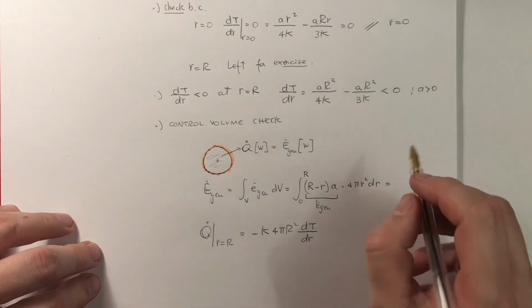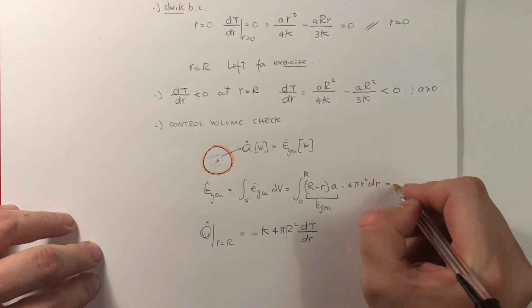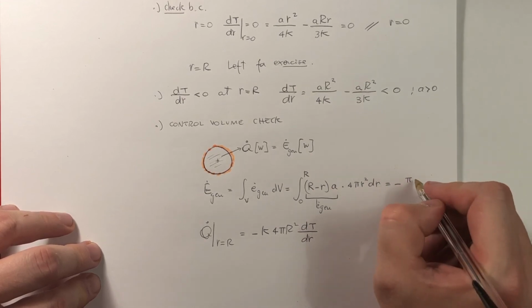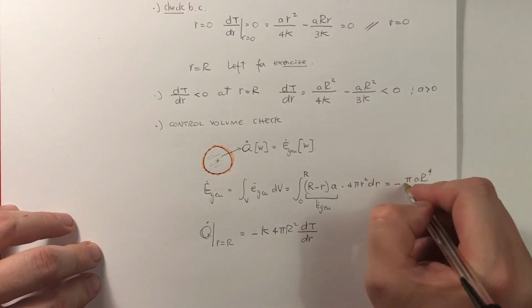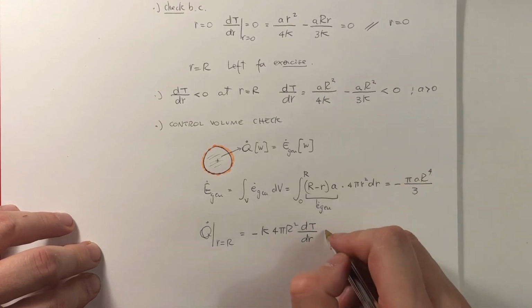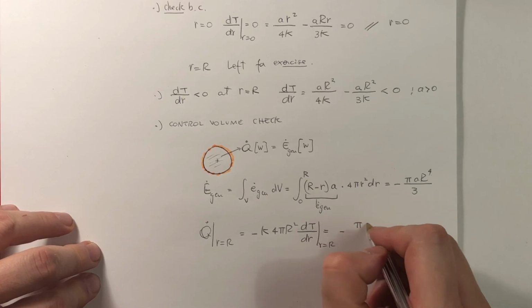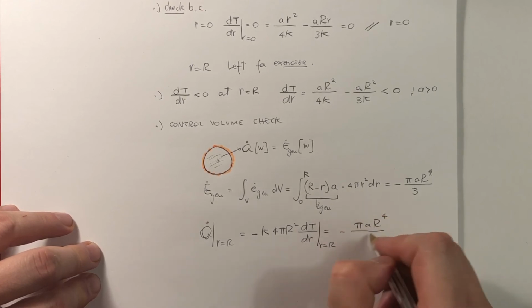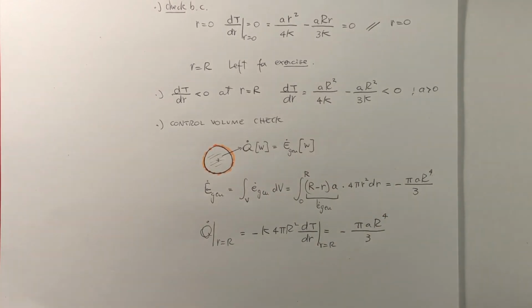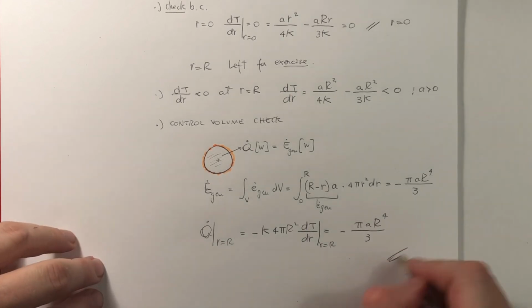Okay, so if you do this integral, you find that this is equal to minus pi AR to the 4th power divided by 3, and this is also true. This is the same, and this is also left as an exercise. Okay, that's it for today. Thank you very much.